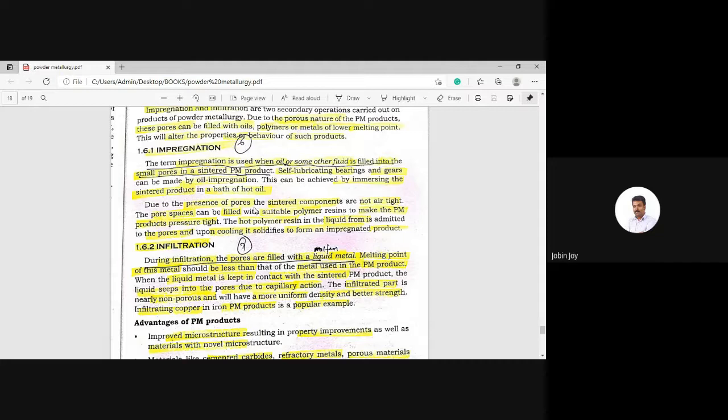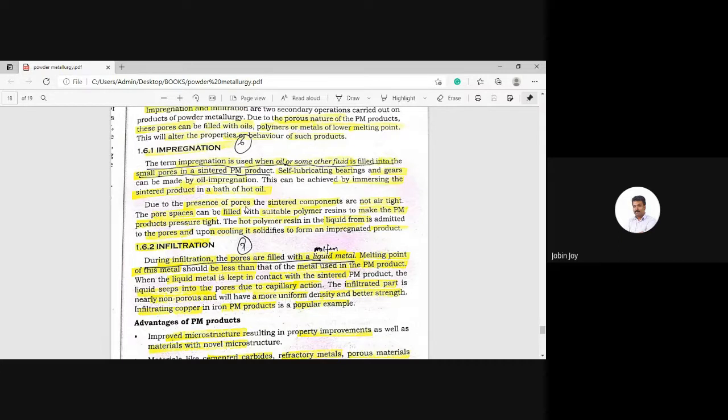Because of the presence of pores, the sintered components are not airtight. The pore spaces can be filled with suitable polymer resins to make the powder metallurgy products pressure tight. The hot polymer resin in liquid form is admitted into the pores, and upon cooling, it solidifies to form an impregnated product. That is the second point.